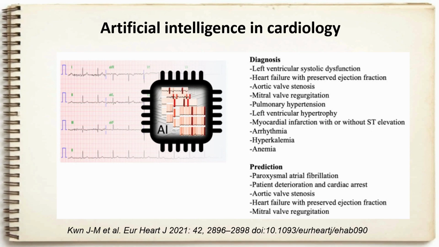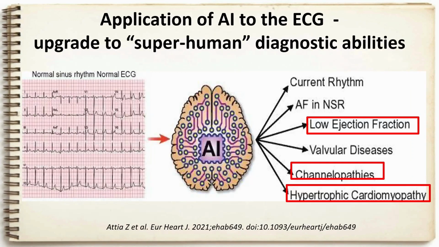Artificial intelligence in cardiology is already used in several applications. We can, for instance, diagnose from a 12-lead ECG aortic valve stenosis, mitral regurgitation, left ventricular systolic dysfunction, and so on. And we can predict on the basis of sinus rhythm ECG atrial fibrillation, and possibly also cardiac arrest, and several other syndromes.